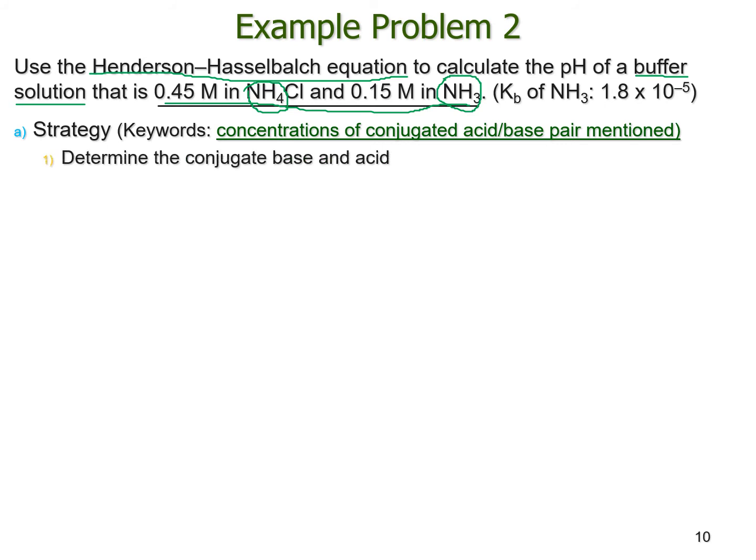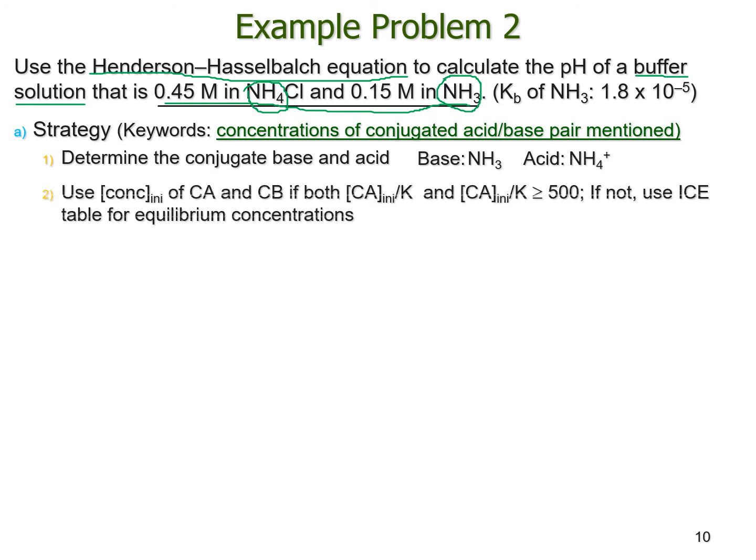So we identify the pair of conjugates. We have an acid, ammonium, and a base, ammonia. It's always a good idea to check the initial concentration of this pair of conjugates to see whether they apply the 500 rule. Since it's a buffer solution, as I already mentioned, we are quite sure the 500 rule should apply, but we're going to try it out nevertheless.